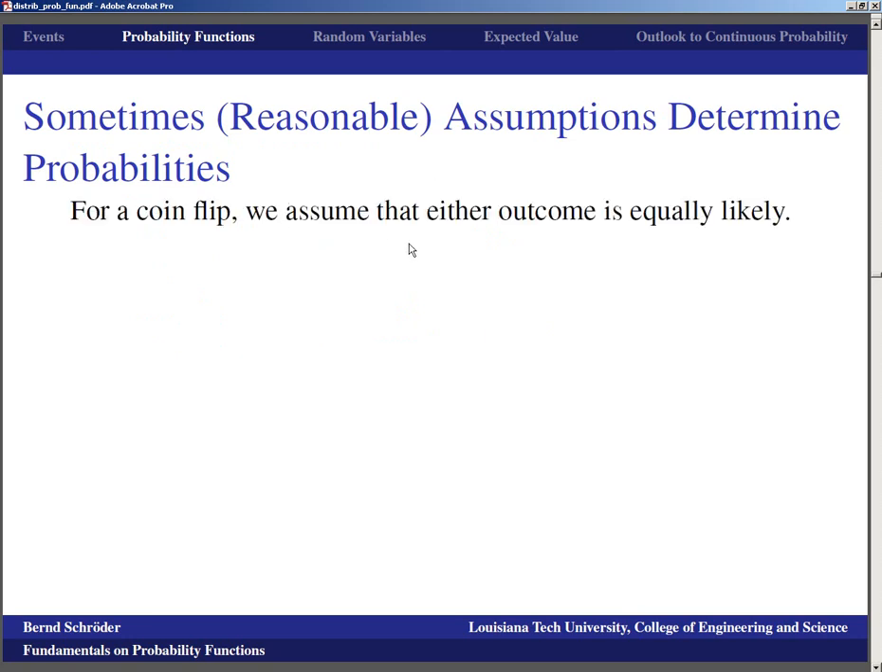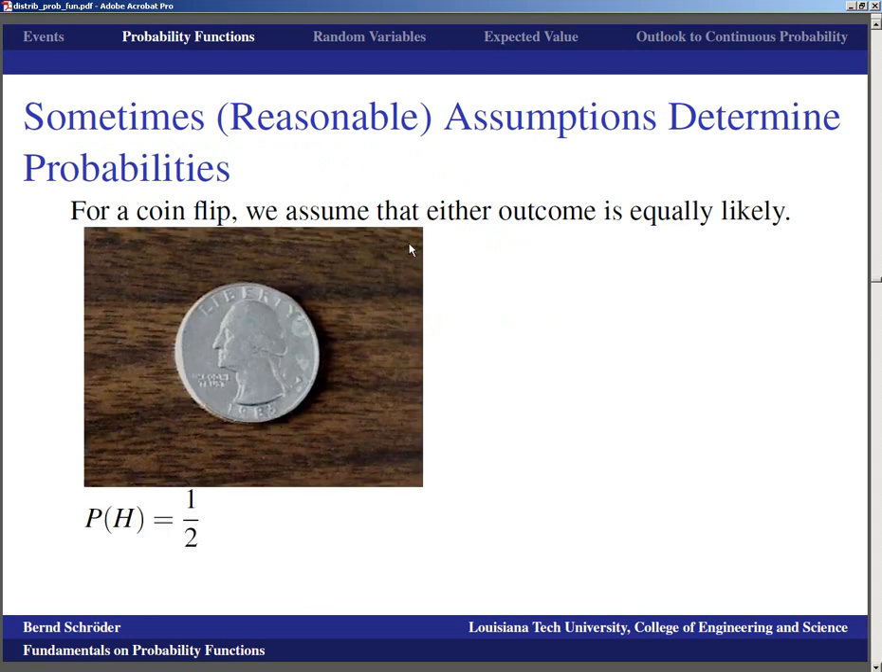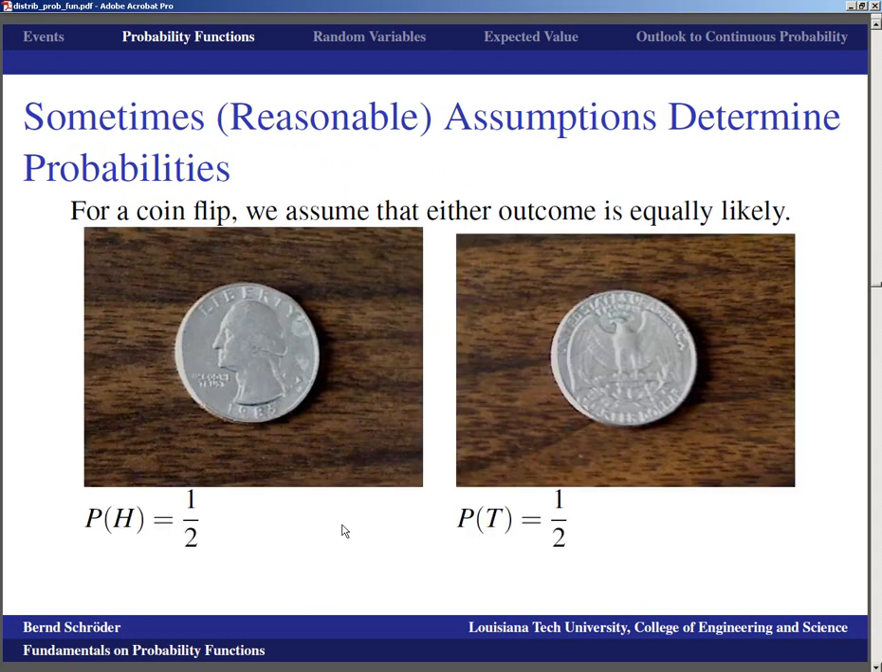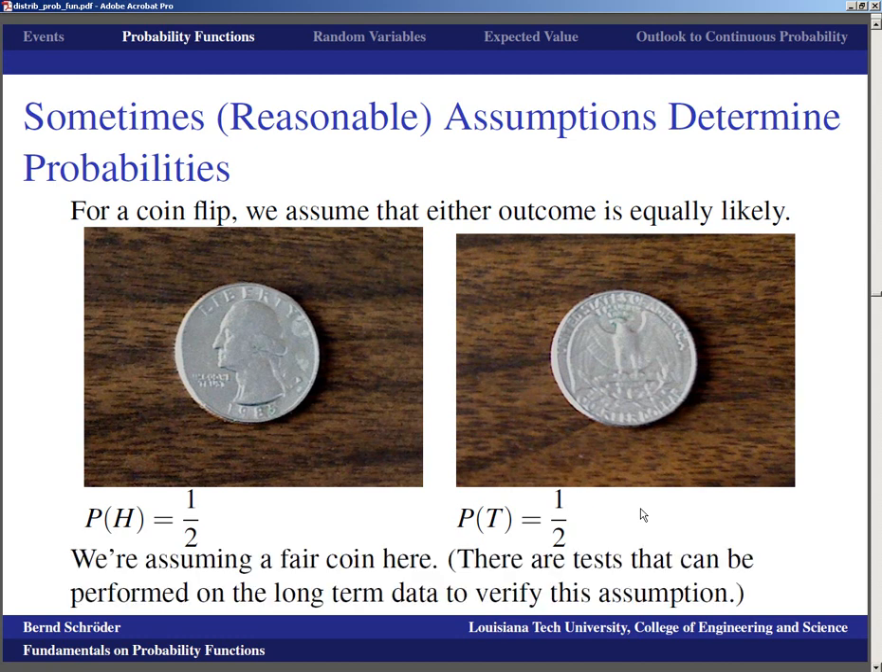Okay, so then very often, at least in the elementary examples, reasonable assumptions can be used to determine the probability. So for example, for a coin flip, we assume that either outcome is equally likely. So the probability of a head is 1/2, and the probability of a tail is 1/2, assuming that you have what is called a fair coin. Assuming the fair coin there. And so there are tests that can be performed on long-term data to verify whether this is really true.